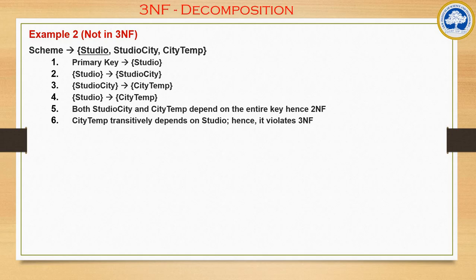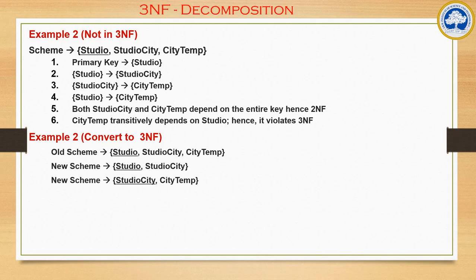Now we have to convert that by decomposition. So we have studio and studio city as one schema, and then studio city and city temperature. In this schema, we identify studio city as a primary key. So we make this a new primary key, then apply the relationship between these two tables. Like that, we have to apply decomposition to avoid the transitive dependency on the non-key attributes.